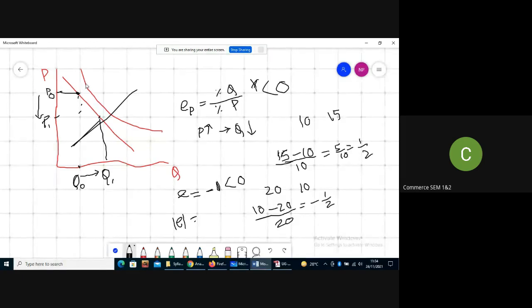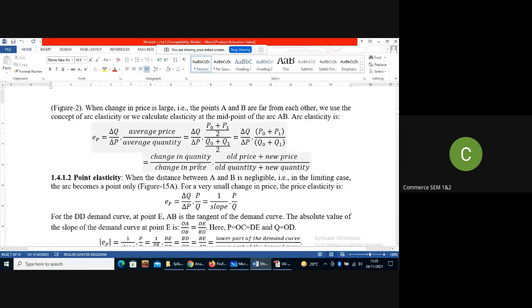Say if this is point A, and say this is point B. Now if you join a straight line like this, at the midpoint of the straight line, the value of elasticity will be given by the arc elasticity. Okay, this is the formula.